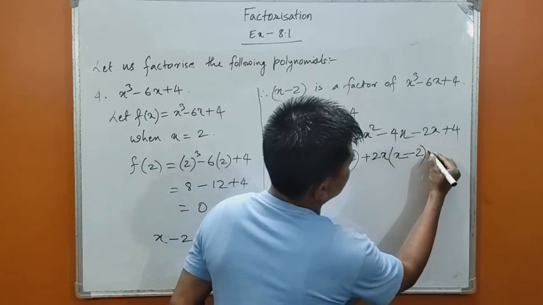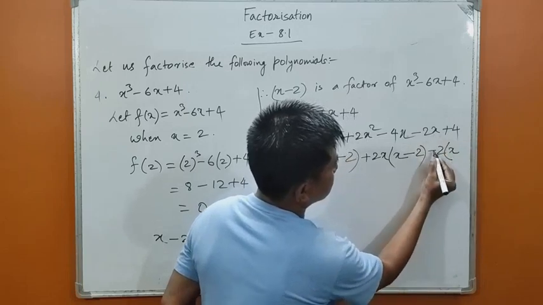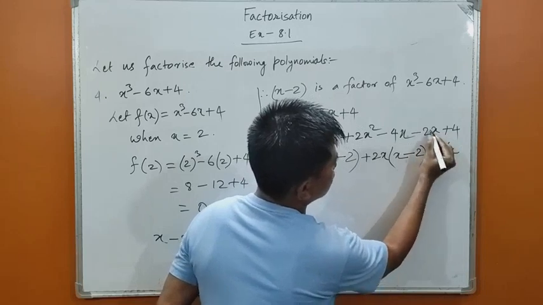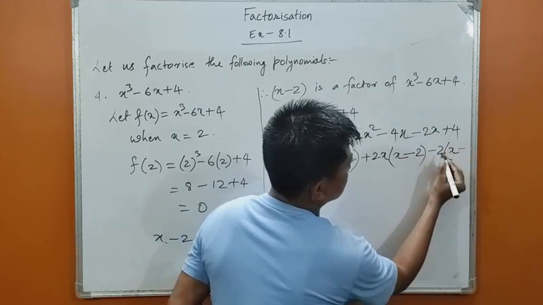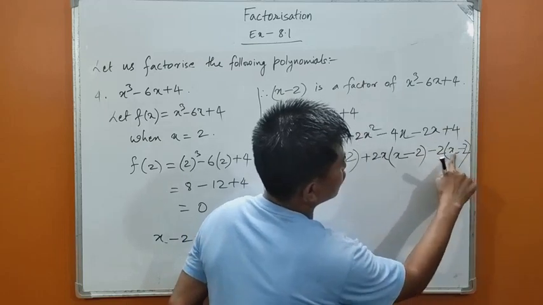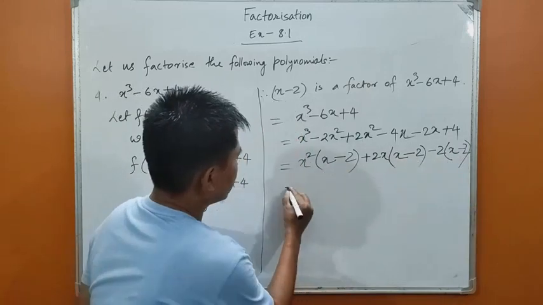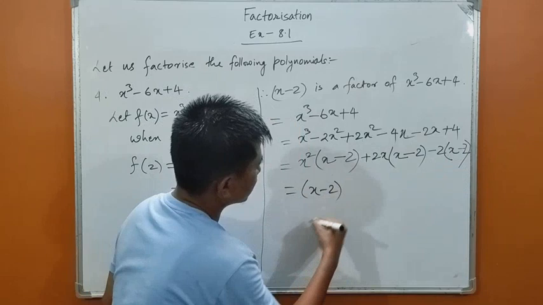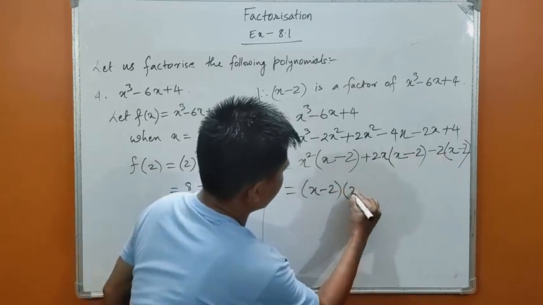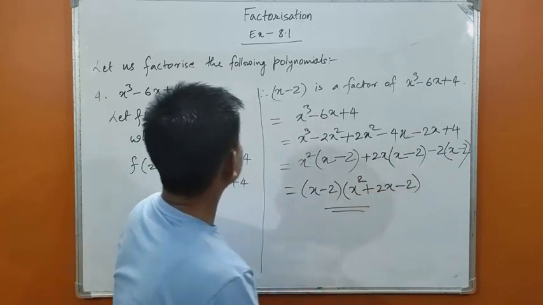From this expression, let us take minus 2 common. Minus 2 into x is minus 2x. Minus into minus is plus, minus 2 into minus 2 is plus 4. Now we have x minus 2, x minus 2, x minus 2. Let us take x minus 2 common. Within the bracket remains x square plus 2x minus 2, isn't it? So this is the answer for question number 4.